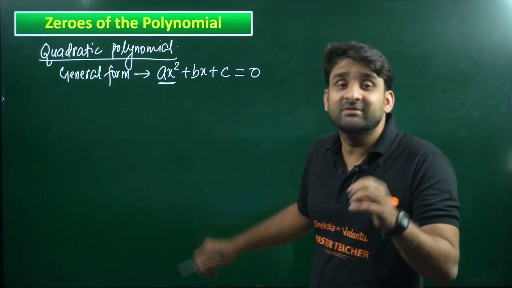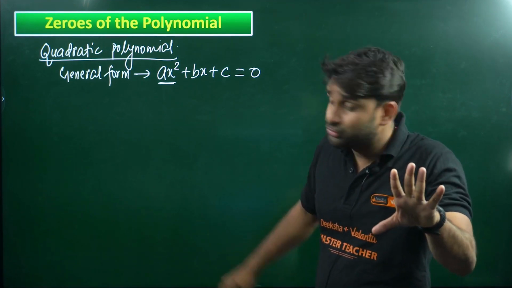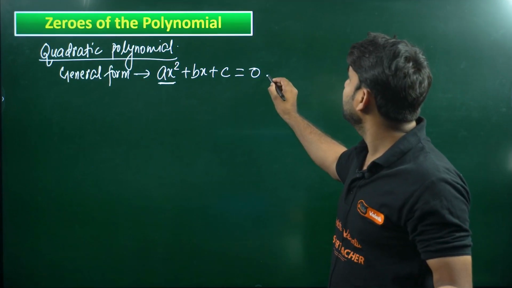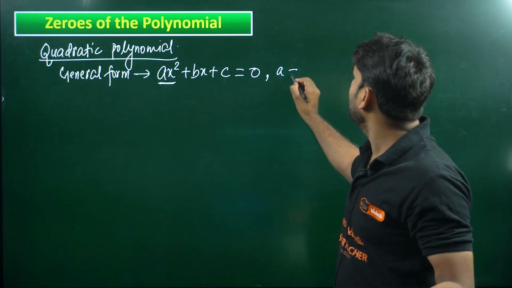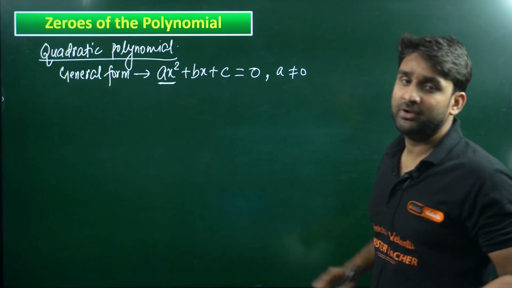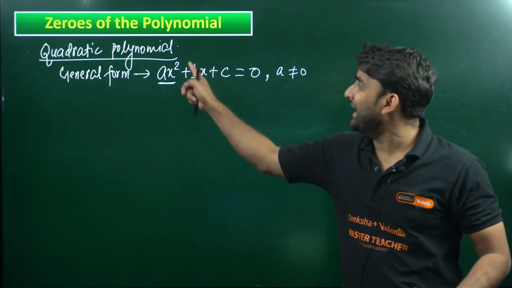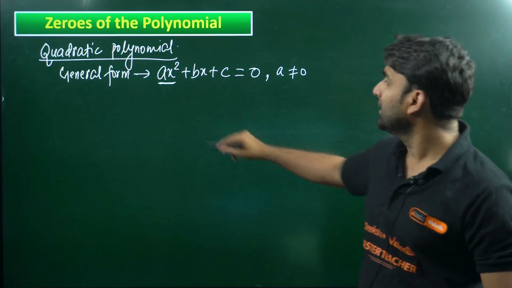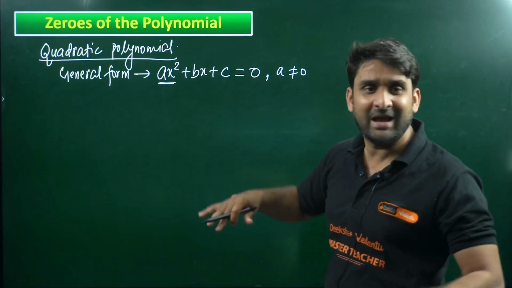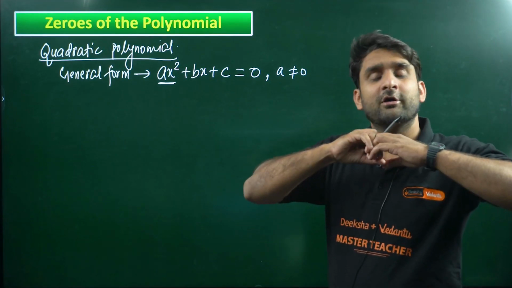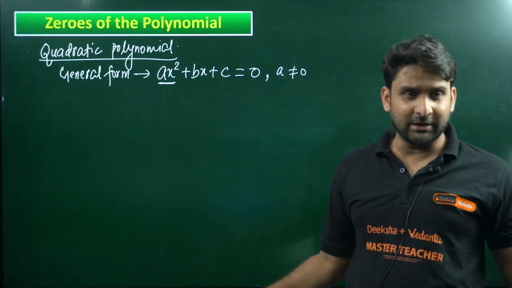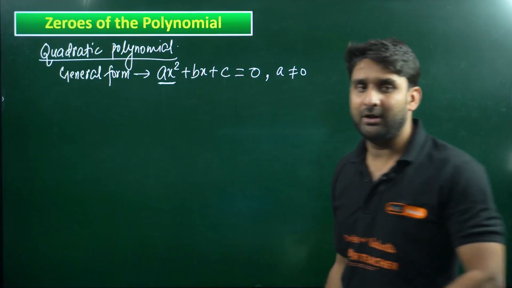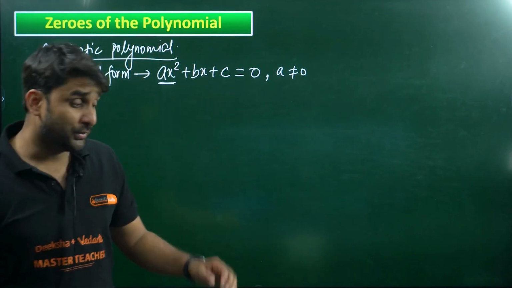And why is x square existing there? Because there will be some value of a which is not 0. So my dear champion, for any quadratic polynomial, a can't be 0. A will not be equal to 0. If a becomes 0, the identity of x square will vanish. The x square will be permanently eliminated, and if x square is eliminated, this equation will not remain a quadratic polynomial at all.